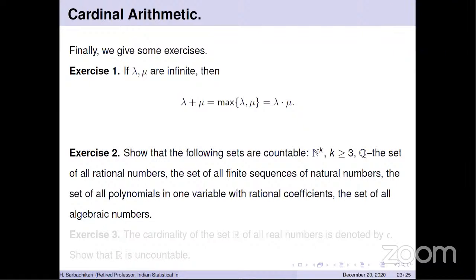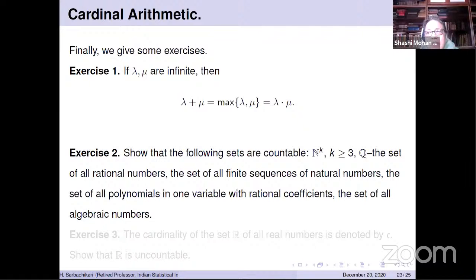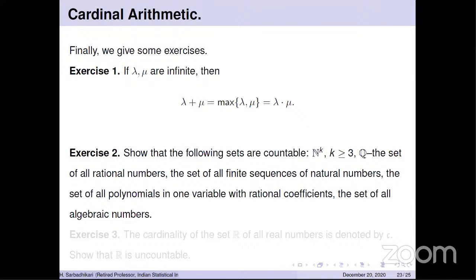Yes, sir. So I can always produce, if you give me a set of cardinal numbers, then I can always produce a cardinal number which is bigger than all the cardinals belonging to that set.